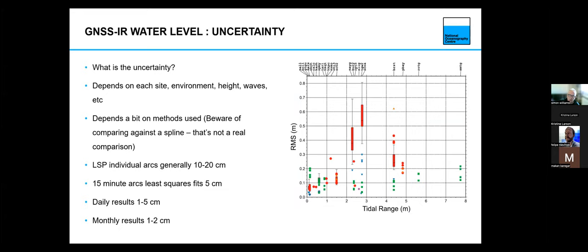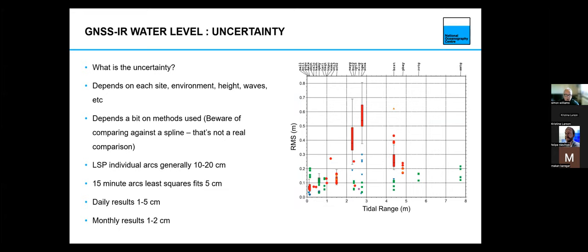So a lot of people always ask, what's the uncertainty of the results? And it's quite a hard question to answer, because it really does depend on each site. It depends on the environment around it. It depends on the height of the site. It depends on potential waves in the area. It depends on the instrumentation you've got and other things, and the sampling you've got.